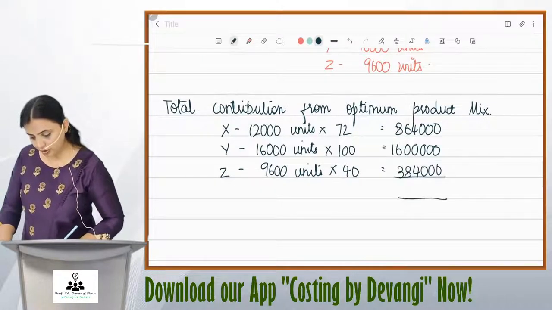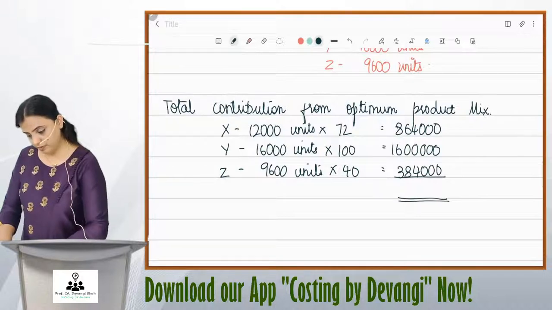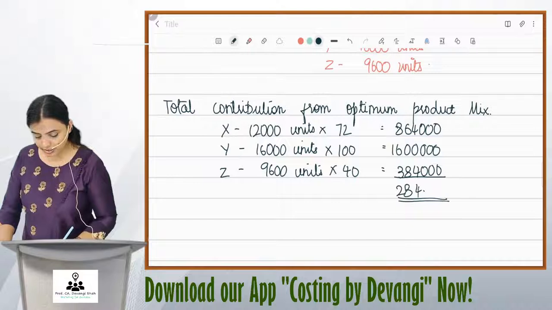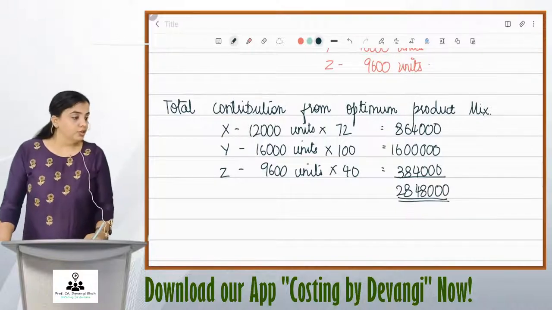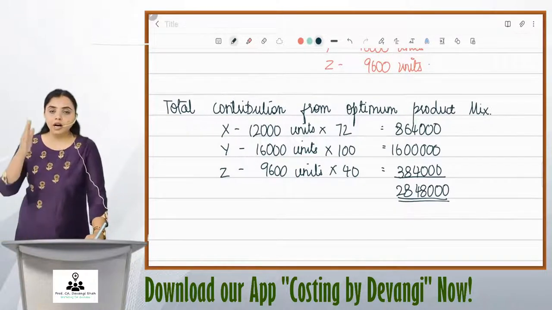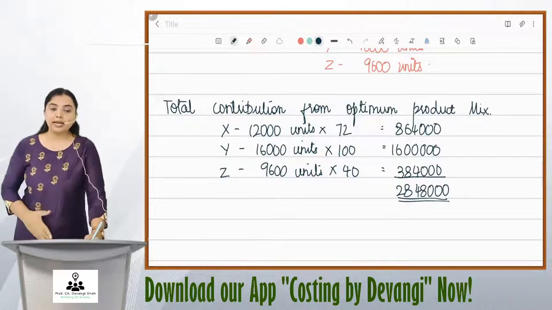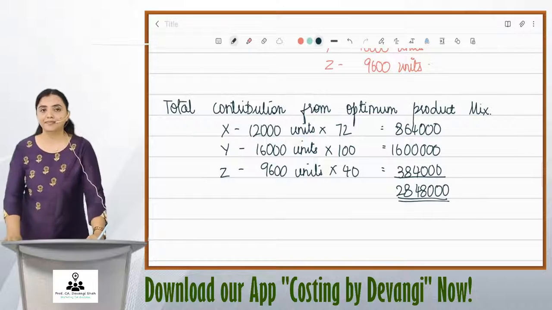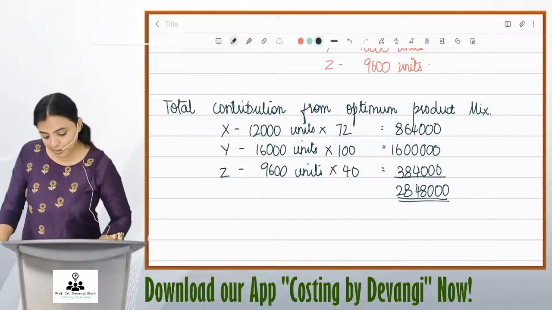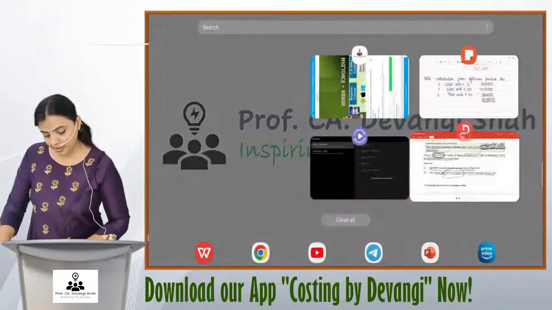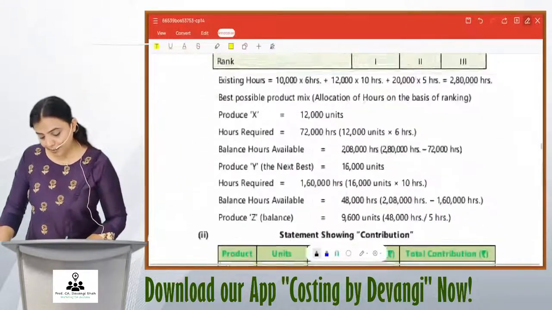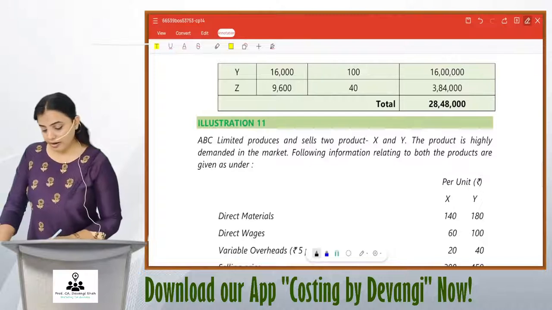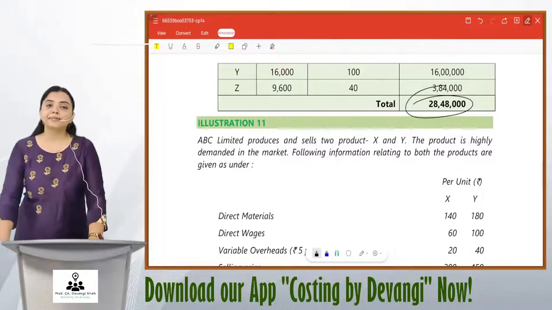Lakhs 3,84,000 total contribution. You get 28,48,000. So friends, this will be the optimum product mix, and this will be the total contribution that you will earn from this. Okay. So this is all about illustration number 10, and it is so very important. Theek hai? As you can see the answer, we've got the same.